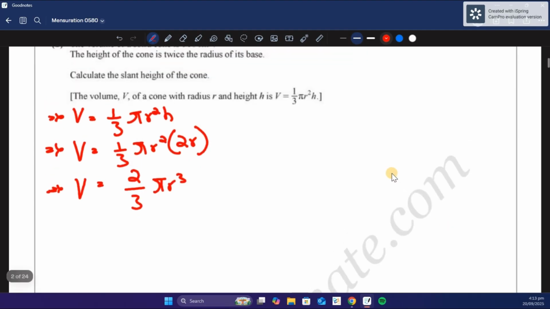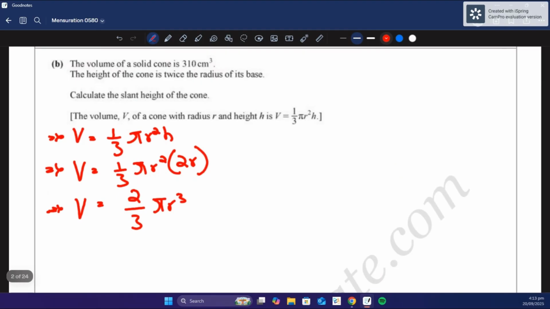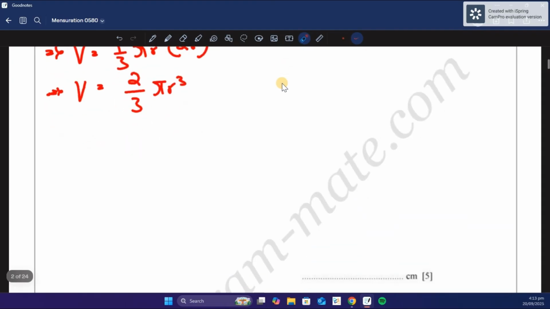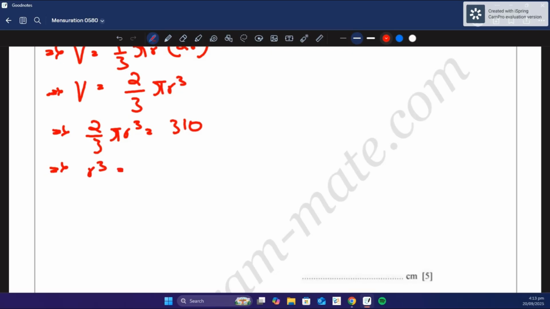Now, we know that volume equals 310. So let's equate this, and that would give us our radius. So 2 over 3 pi r cubed is equal to 310. Now if we take all the terms to the other side, r cubed equals 310 times 3 over 2 pi.